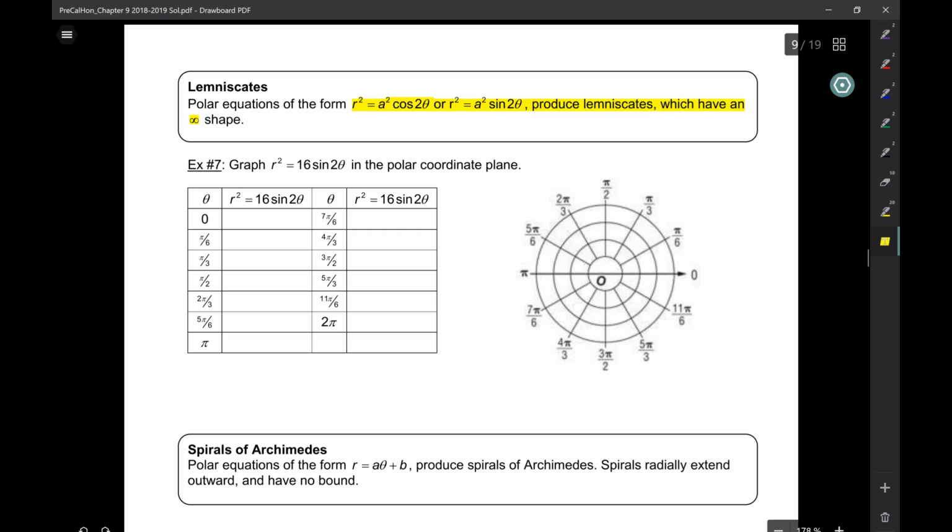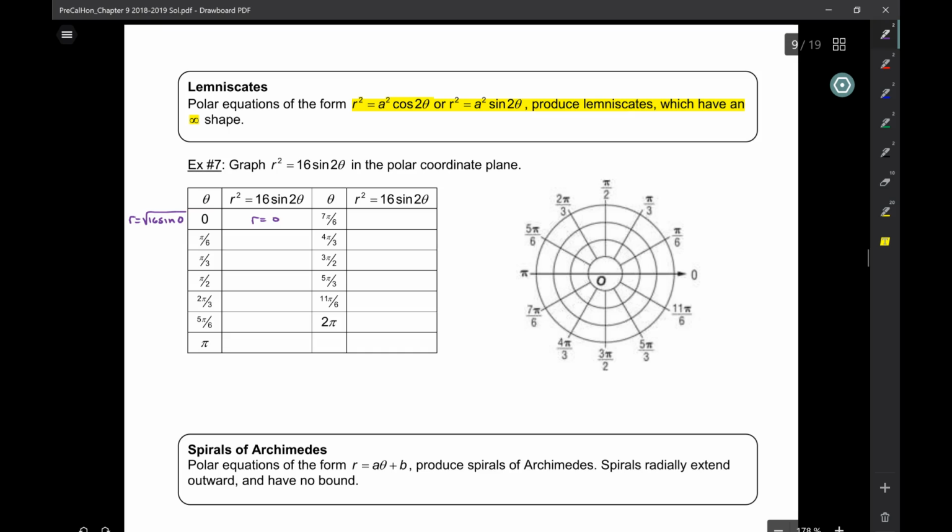So for the first one here, I'm going to plug in theta equals 0. If r squared is equal to that, in here I want my r value. What is r? It's the square root of 16 sine 0. I just plugged it in. These are all in radians, because it's pi over 3. So that's going to be r equals 0.